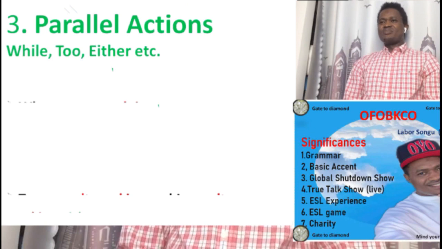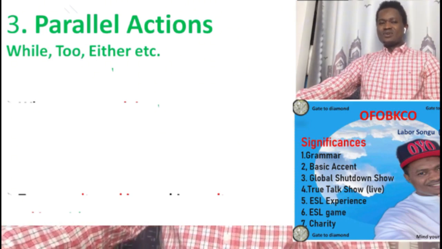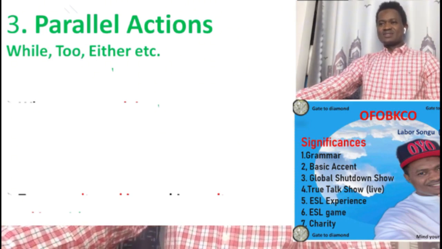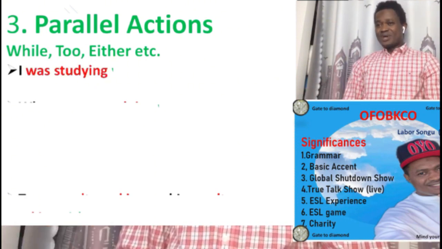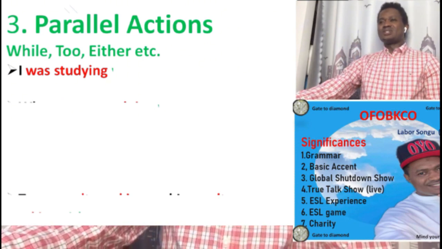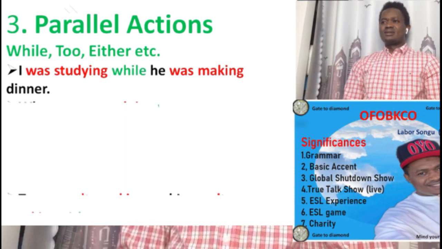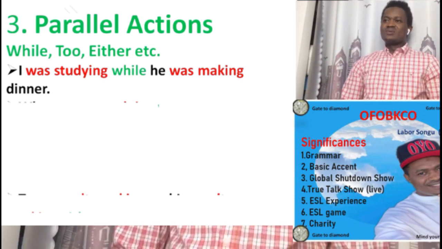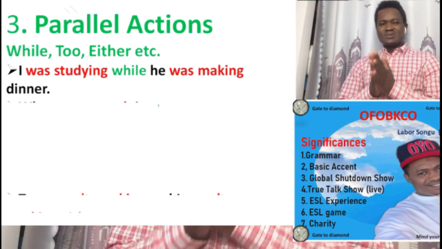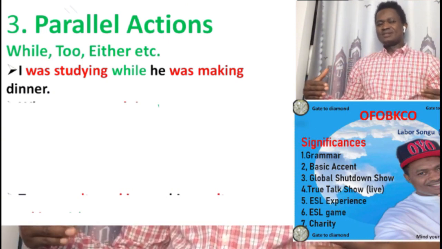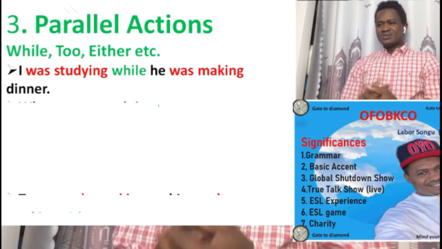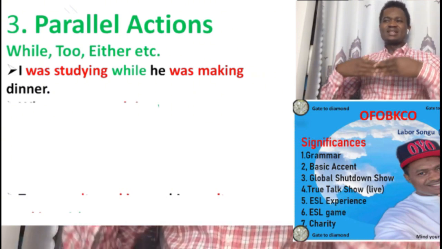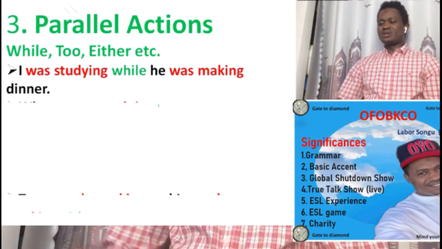So let's see some examples of how we use these words that indicate parallel action. For example, I was studying. This was an action that was going on in the past. I was studying. All right. So let's use a parallel action here: while he was making dinner. So I was studying while he was making dinner. These are two parallel actions that can never meet. They are actions that are going on in the past, but they can never meet. Never. That's what we call parallel actions.